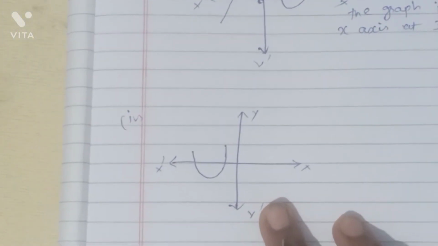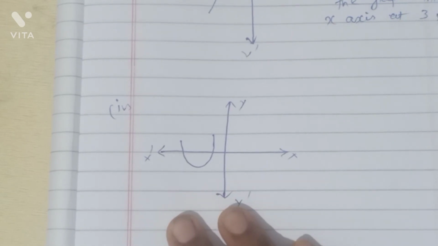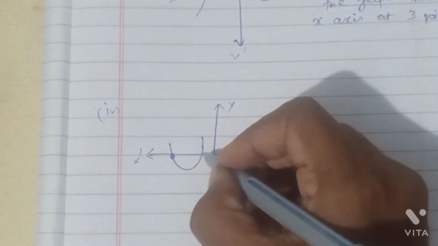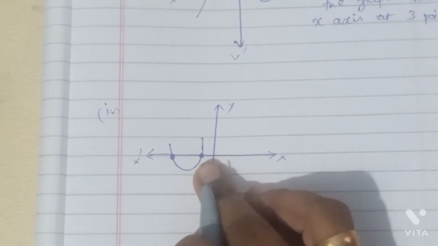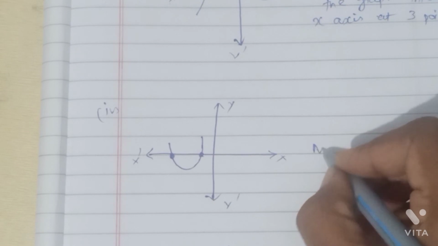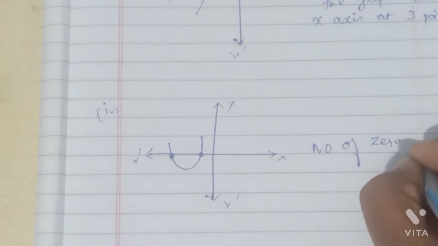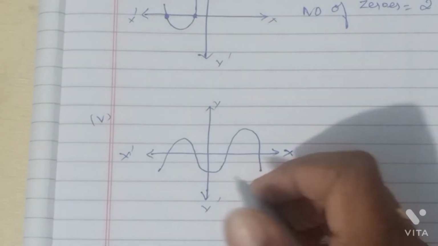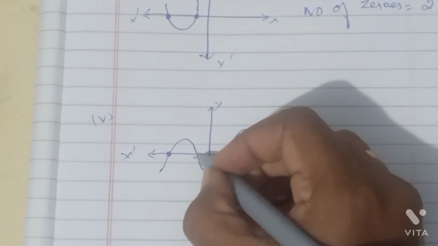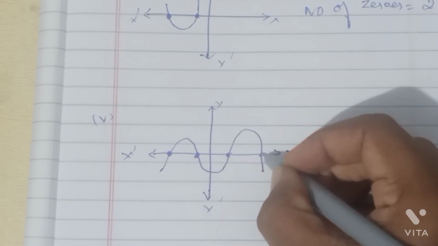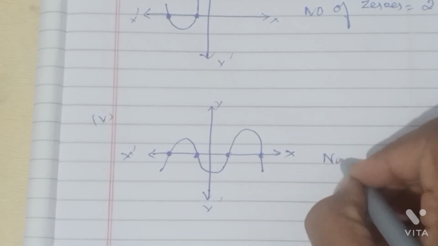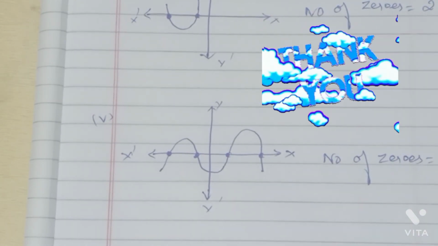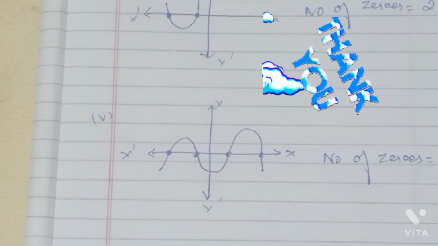The next, fourth graph. Here the graph touches at how many points? Here the graph touches the x-axis at 2 points. So number of zeros is 2. And for the fifth one, here the graph touches at 1, 2, 3, 4, 4 points. So the number of zeros is equal to 4. So thus we completed exercise 2.1.